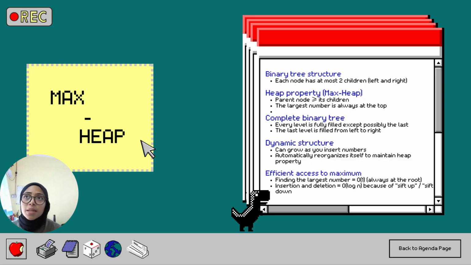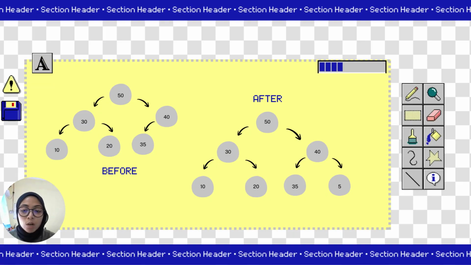So I can see here that the main advantage of using heap is that getting the maximum value is much faster compared to BST. For this part, I will show you how the heap property works. From here, we can see that there is a structure. As I mentioned, the heap property means that the top value will always be the largest value.